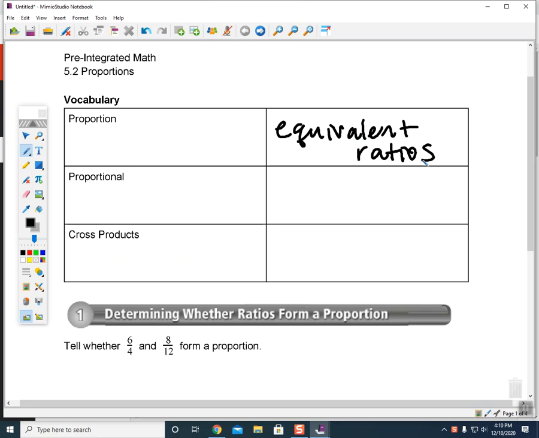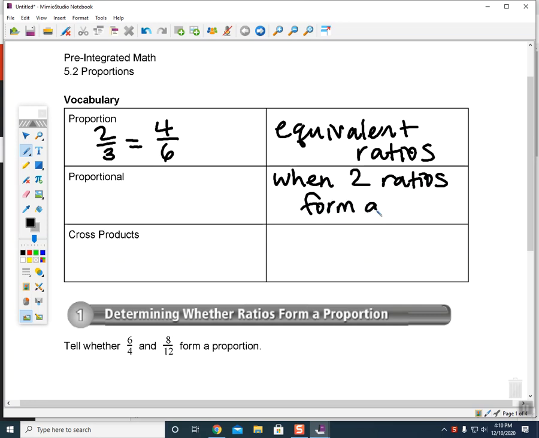Okay, so an example of what that would be something like 2/3 is proportionate to 4/6, right? They're equivalent ratios, they form a proportion. So when we say something is proportional, two ratios form a proportion. Okay, pretty straightforward.